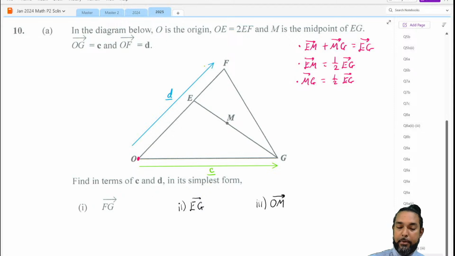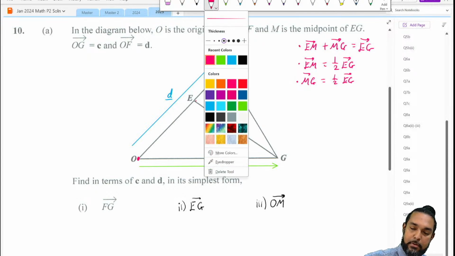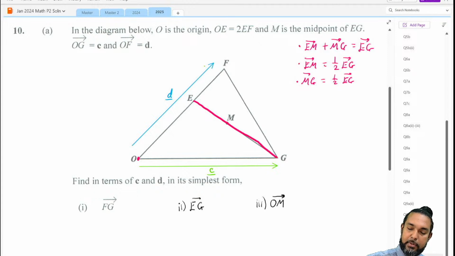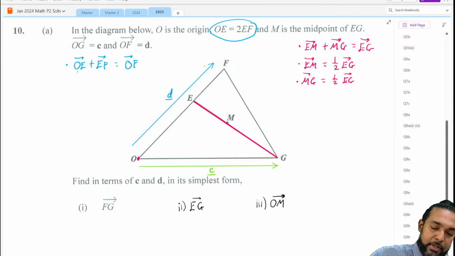Okay. Now, before we go into the requirements, let's dig in a little bit to the blue line. We have some notes in the pink for the pink line, right? Let's talk a little bit about the blue. Now they told us that OE is 2 times EF. So OE is double this distance, right? But when you add OE and EF, we get the full OF. Agreed? All right, cool.